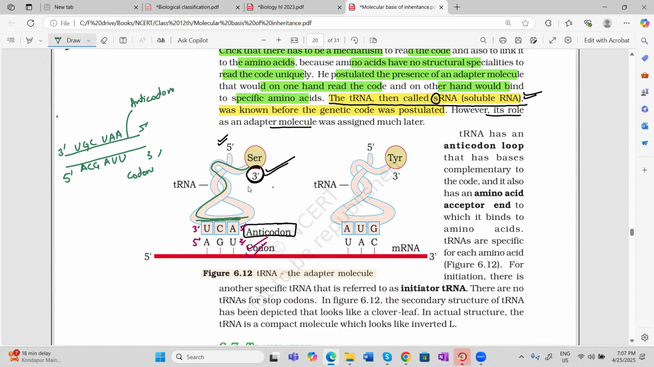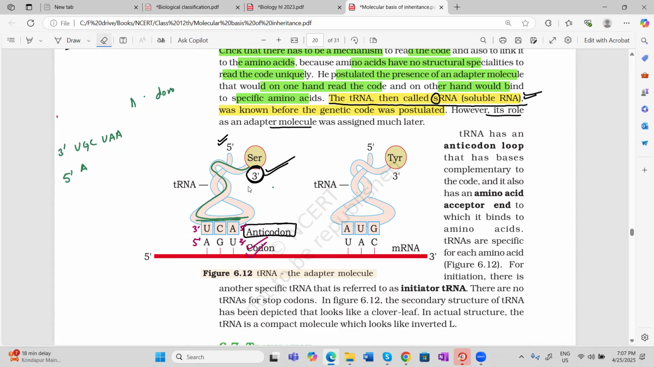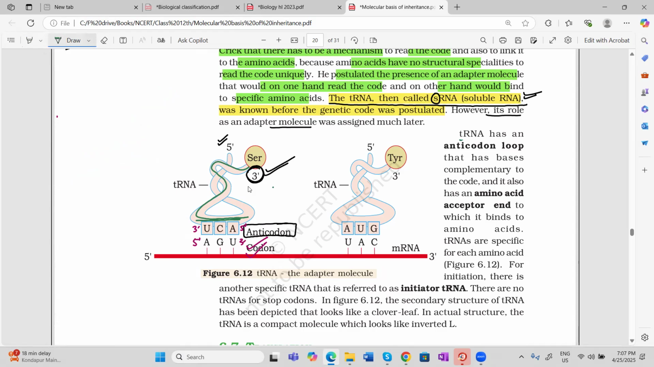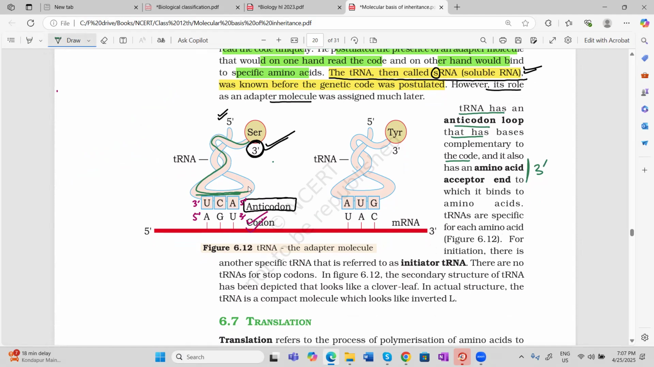So this is the anticodon, and anticodons are present on transfer RNA. Please learn properly. Anticodons are present on transfer RNA. Don't confuse yourself. To learn properly, the transfer RNA has an anticodon loop, meaning bases complementary to the codon. It has an amino acid acceptor end, which one? The 3' end, which will bind to the amino acid, and every transfer RNA is specific for each amino acid.